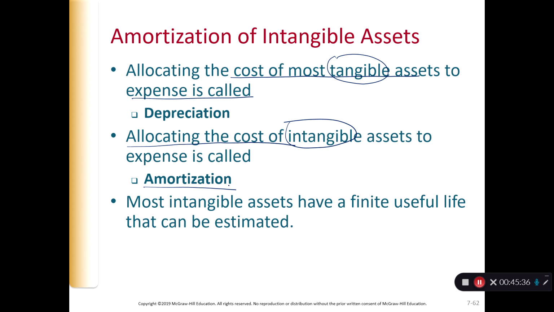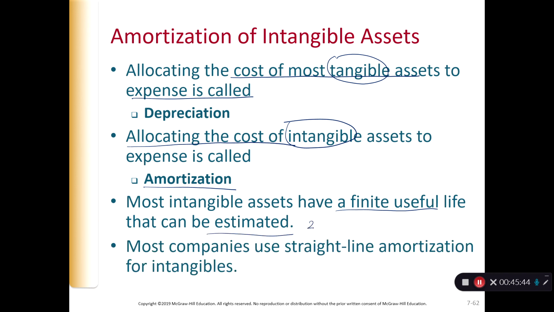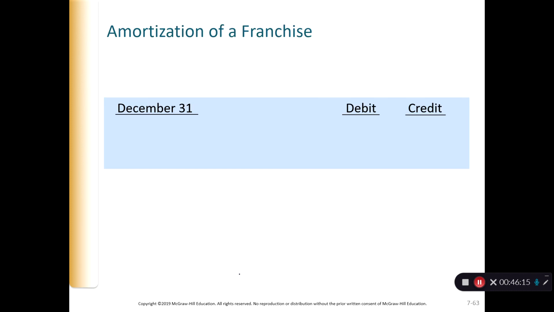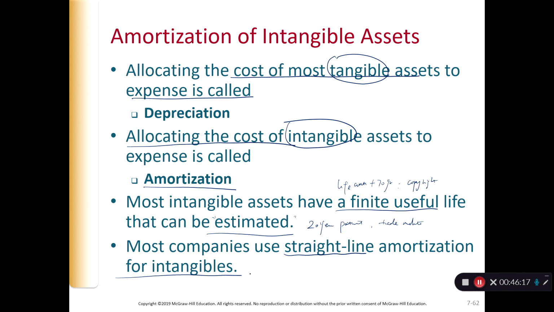Most intangible assets have a finite useful life that can be estimated. For example, a patent we say is 20 years, right? A trademark is usually renewed every 10 years, and some of them have a very limited life. The copyright is the life of the creator plus 70 years, right? So all these are estimable intangible assets. Most companies use straight line amortization for intangibles. There's no complication with double declining or activity-based methods.